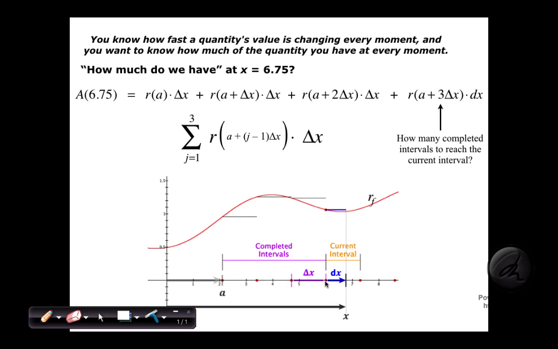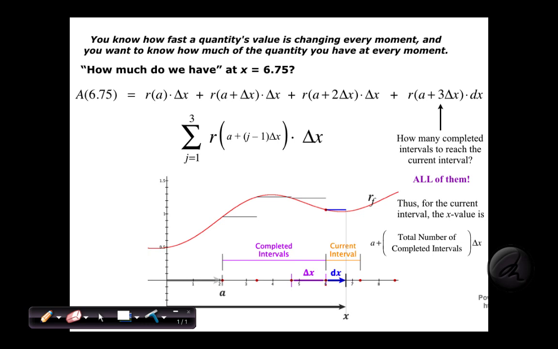1, 2, 3 whole intervals, then we're in the middle of the fourth. So when I know it's 3 whole intervals, I can put this 3 there. But it's all of the previous intervals. For the current interval, the x value is a plus however many complete intervals you have times delta x. So if you know how many complete intervals you have, let's say I'm past 34 whole intervals, then a plus 34 delta x would be the x value at the left end of the interval we're stuck in the middle of, that partial interval at the end.